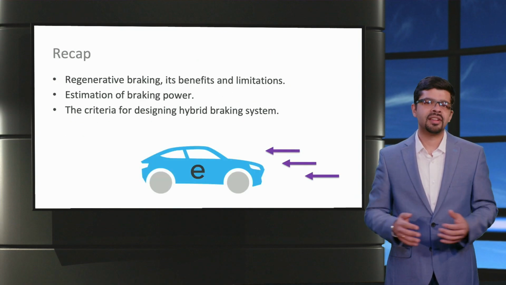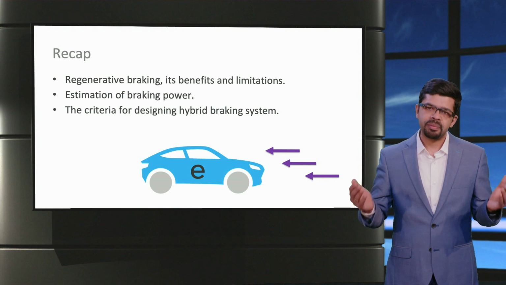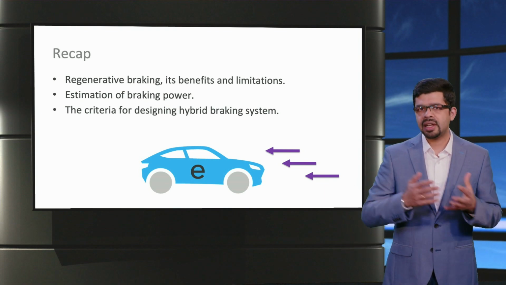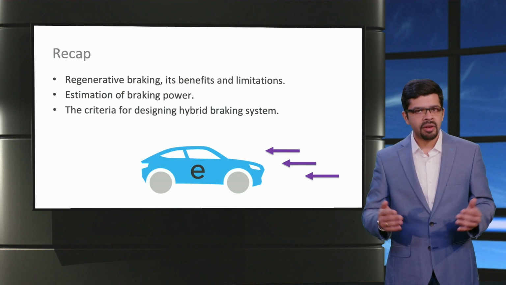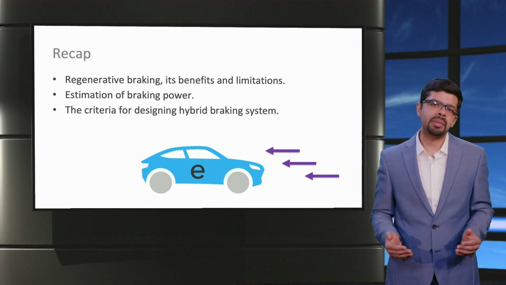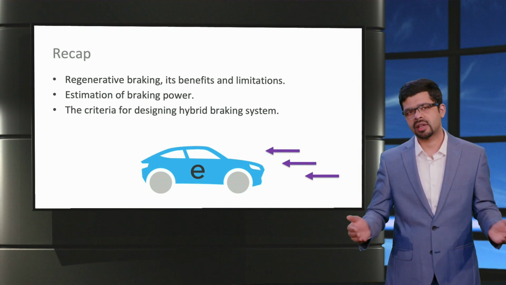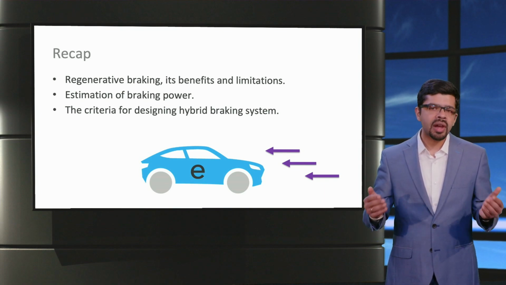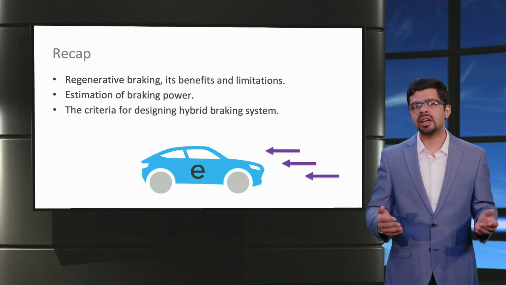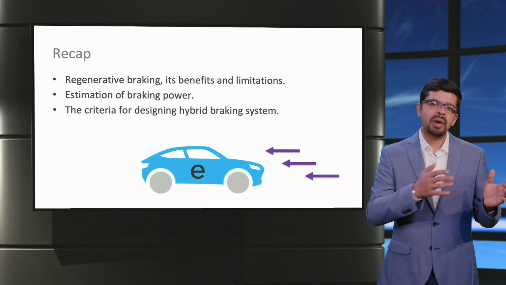So, to summarize, we have learned what regenerative braking is and its benefits and limitations. In particular, we learned how to estimate the braking power and saw the energy and power characteristics for the urban drive cycles. Finally, we look at the essential criteria for the design of a hybrid braking system that combines electric and mechanical braking.